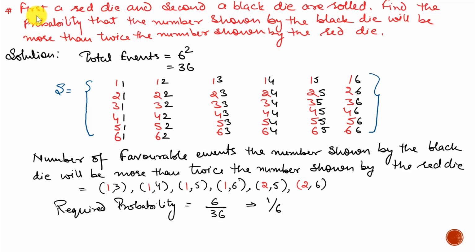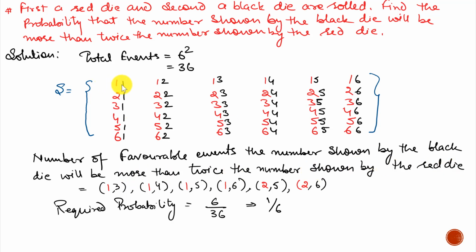Next example. First a red die and second a black die are rolled. Find the probability that the number shown on the black die will be more than twice the number shown by the red die. Because 2 dice are thrown, total events are 6 to the power 2, 36. And this is the sample space. A red die and then a black die. Now we want to find the number of favorable events, where the number shown by the black die is more than twice the number shown by the red die.